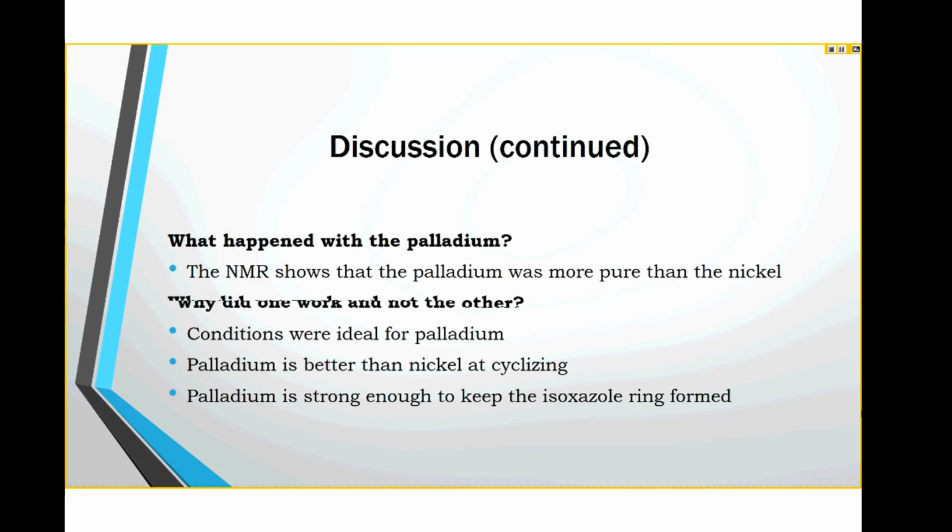So, what happened with the palladium? The NMR showed that the palladium was better than the nickel. There are a couple of reasons that could be. One being, like I said, the reaction that we did was more ideal for the palladium, which means the conditions we used were meant to cyclize with the palladium. Palladium is better than nickel at cyclizing because it's a stronger metalloid, so it allows isoxazoline to form stronger and bond longer.